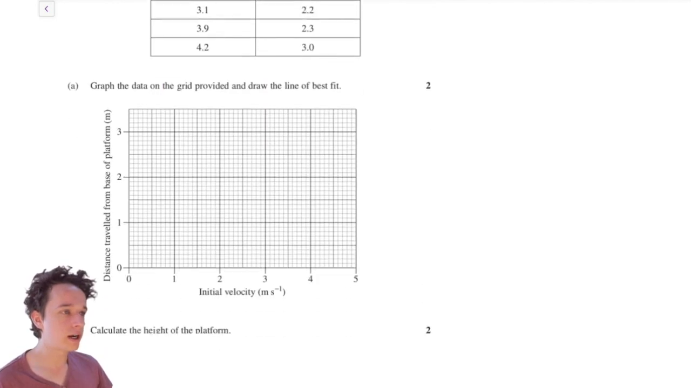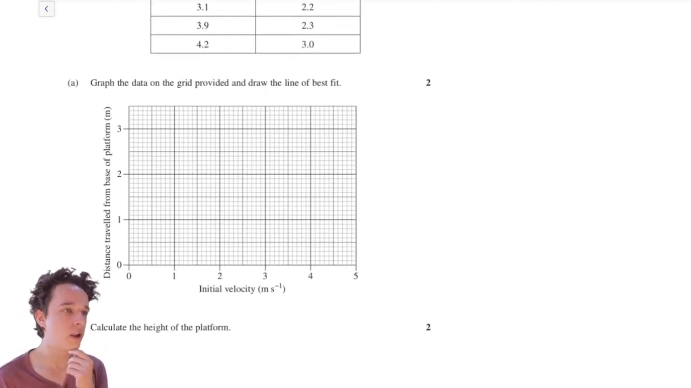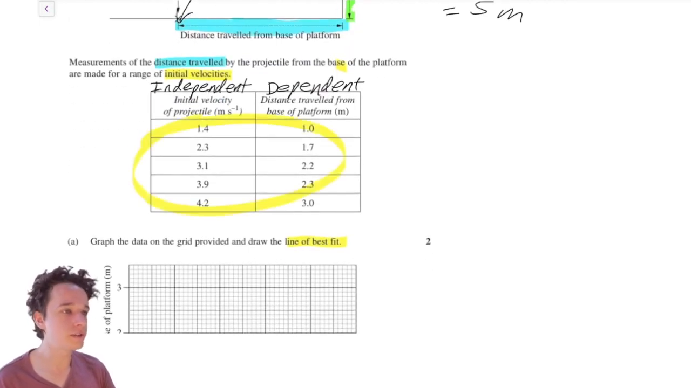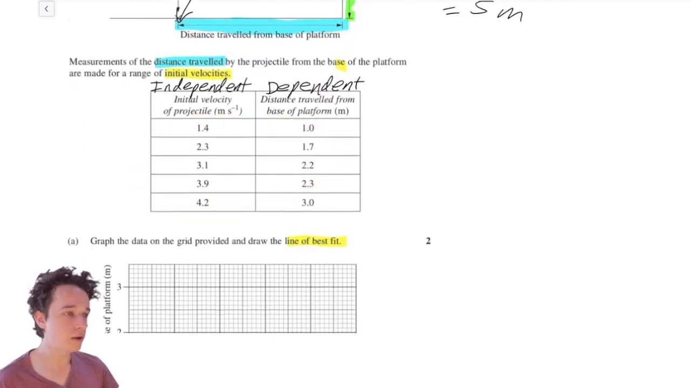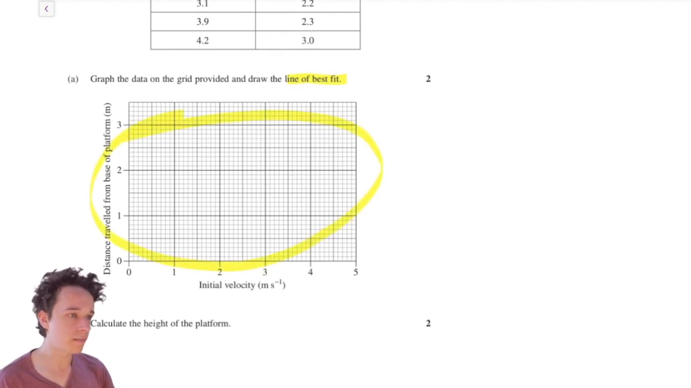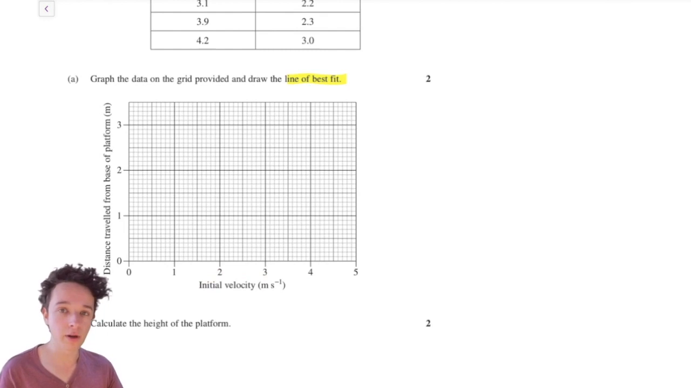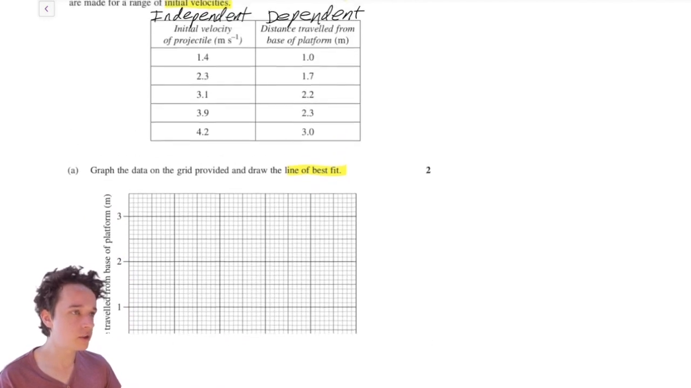Okay, graph the data on the grid provided and draw the line of best fit. Okay, so the first step is to just look at all these values and plot them on this graph here. And as we should, we have initial velocity, the independent variable, on the x-axis, and distance traveled from the base of the platform on the y-axis. So at initial velocity 1.4, the distance traveled is said to be 1.